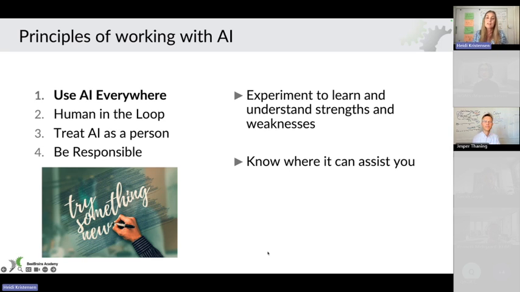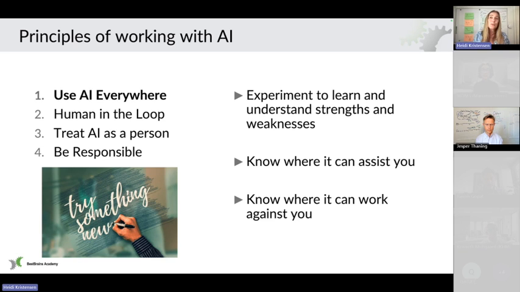Know where it can assist you. The more we use it, figuring out, so when does it become a help? Also know where it can work against you. So maybe where can it be a competition to what it is we do? Maybe some parts of the roles that we have at work, AI can do better. So rather know it so that we can work with it instead of against it.